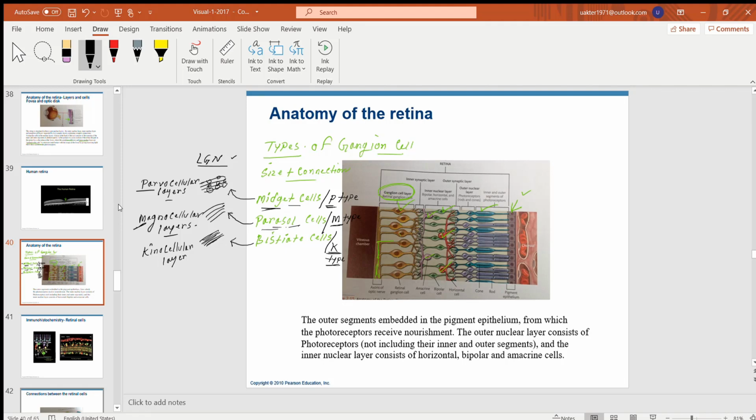And midget ganglion cells, if you see, the size is small, a small cell body, and also if you see the dendritic arbor or branches, they are small.